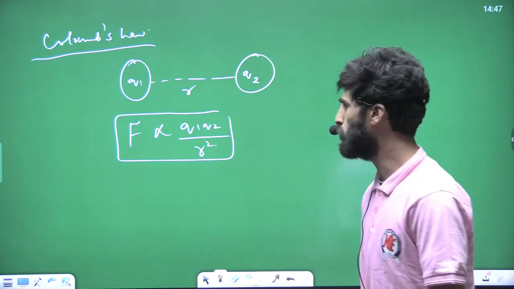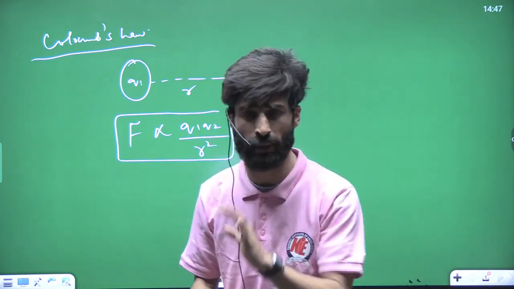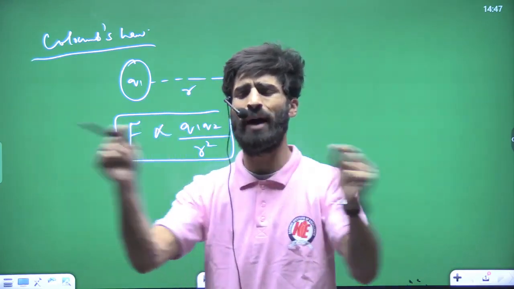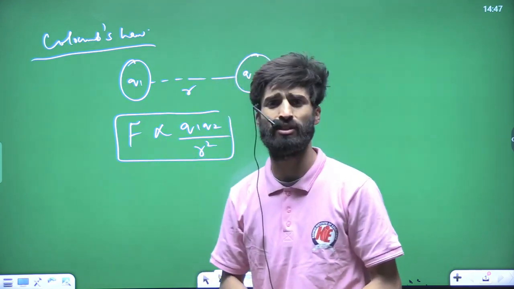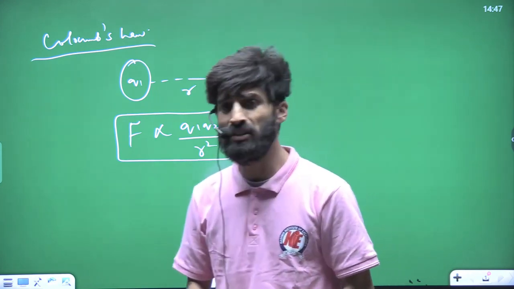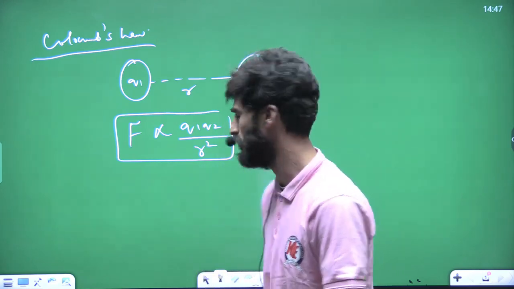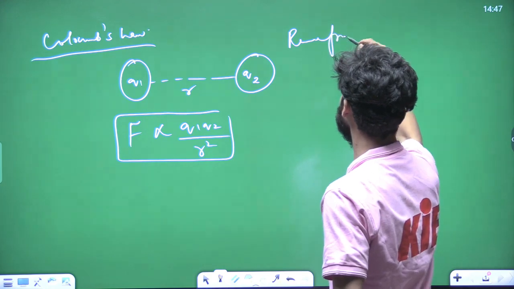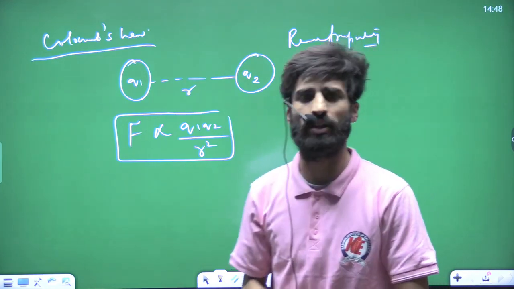So it is clear, my dear students, whenever you want to calculate the force of attraction or repulsion between two stationary point charges separated by a distance of r, that force is directly proportional to the product of charges and inversely proportional to the square of distance between them. Okay, great. So now we are going to remove the proportionality and use a constant.